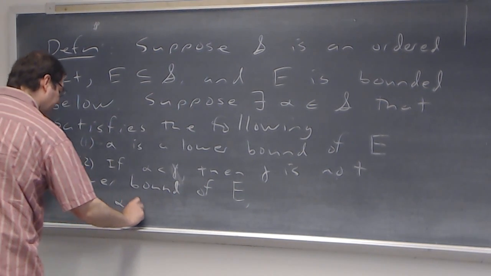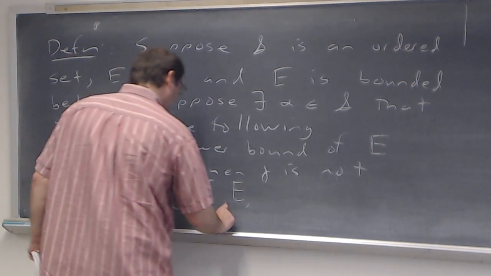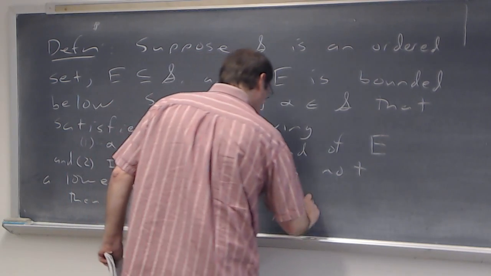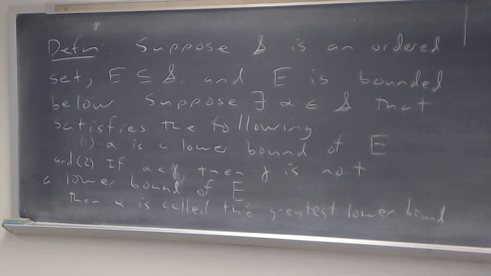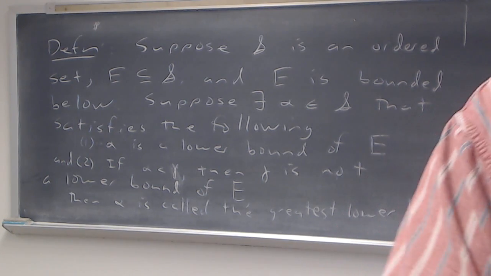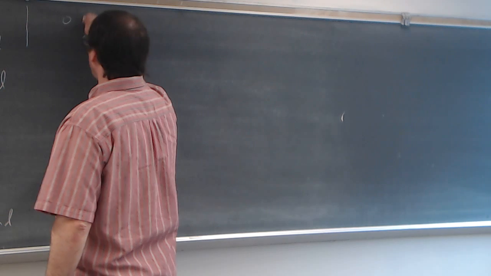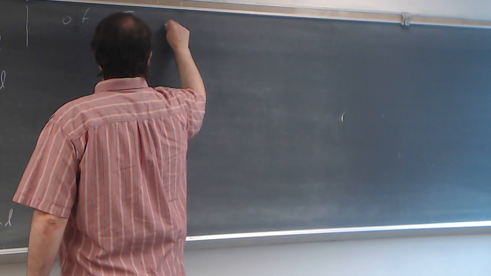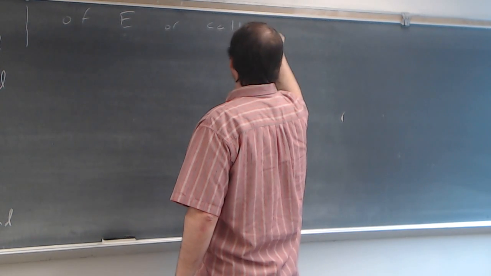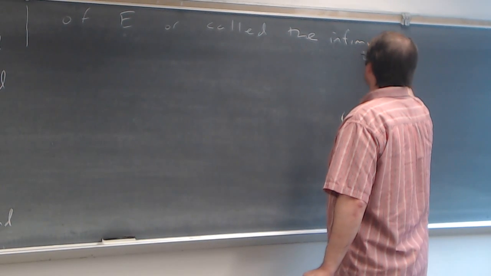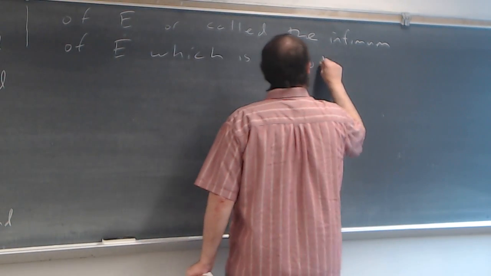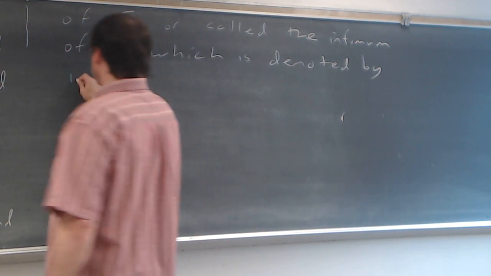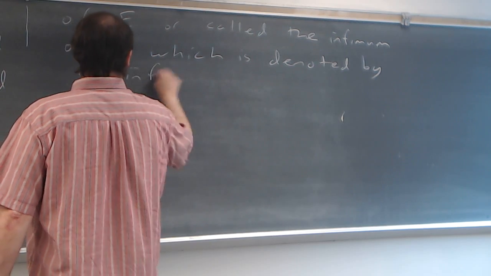Then alpha is called the greatest lower bound of E, or called the infimum of E, which is denoted by alpha equal to the infimum of E.